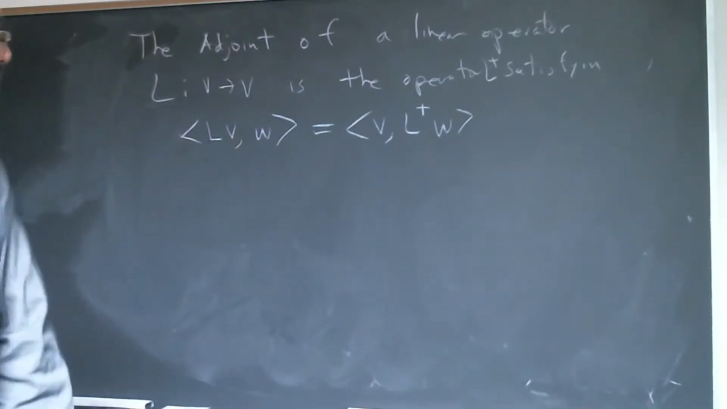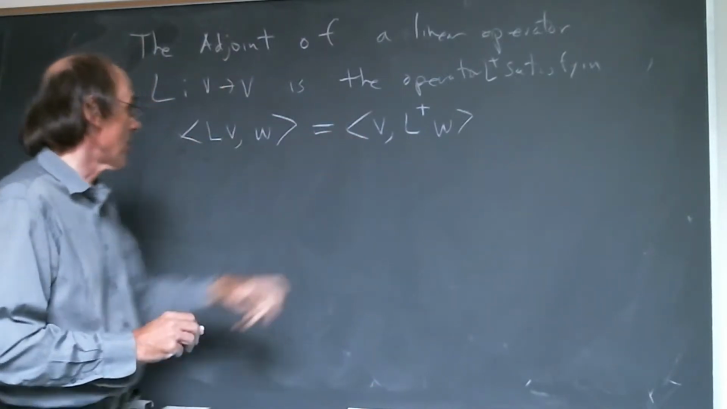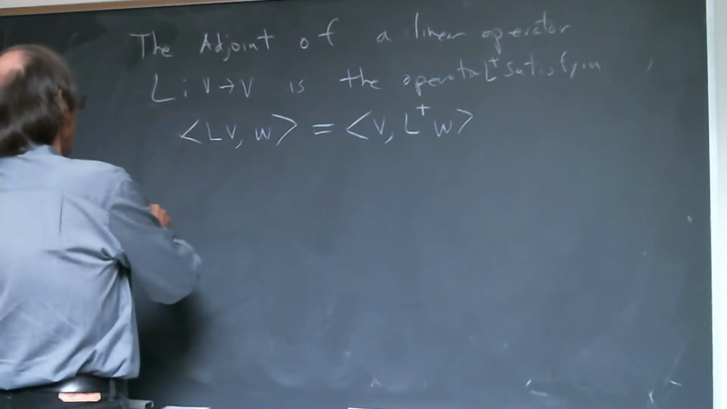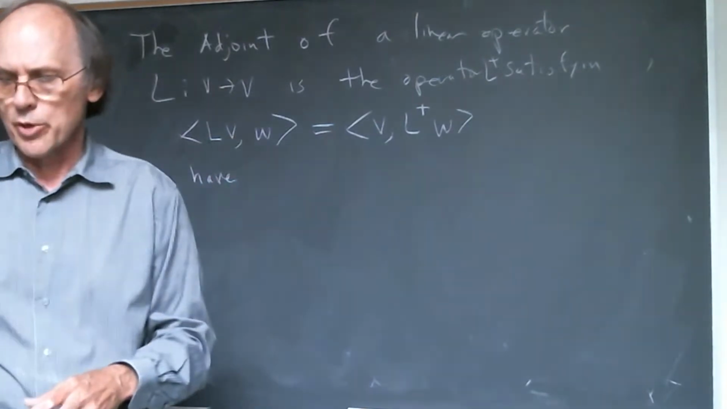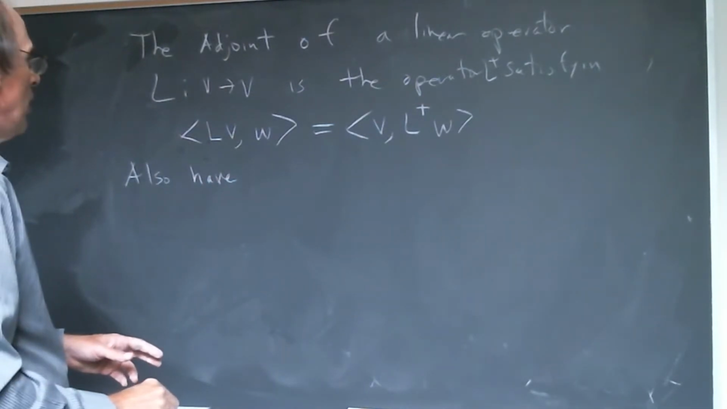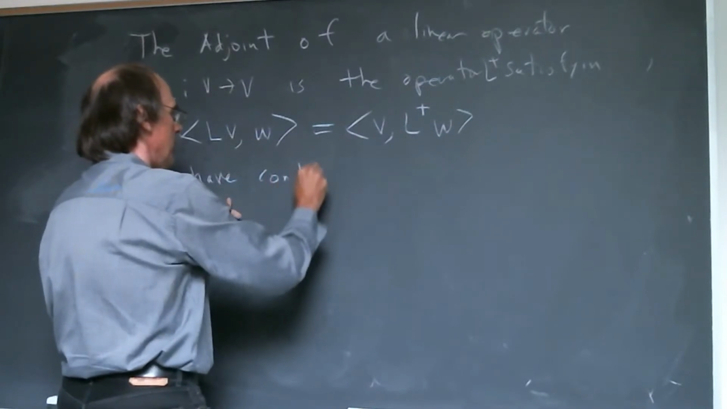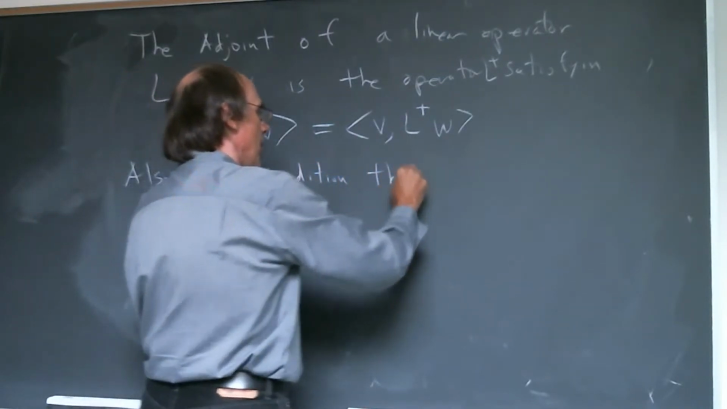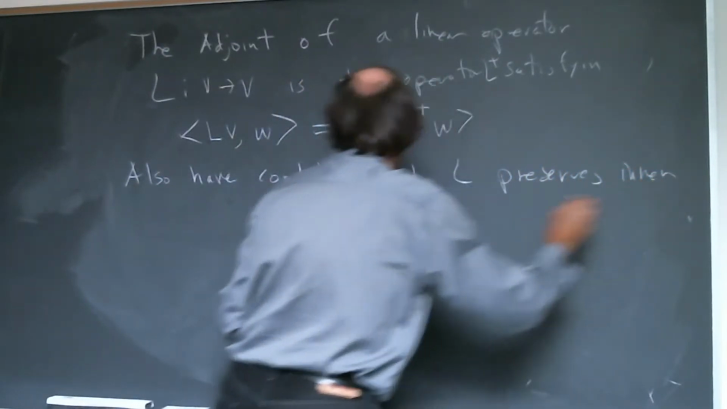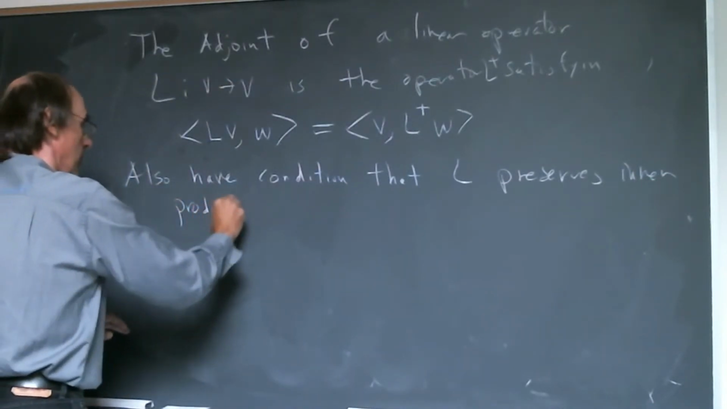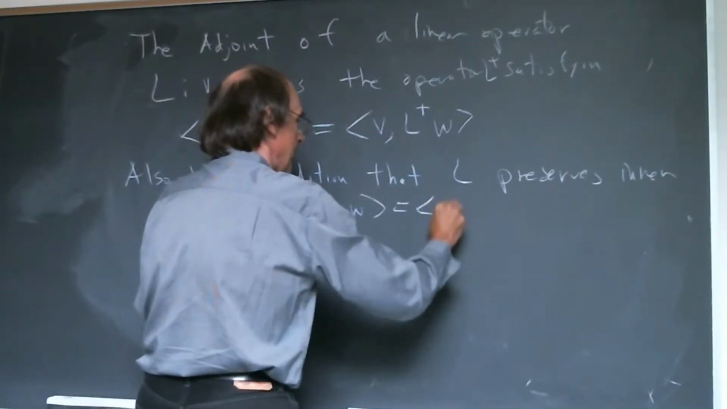Now, when you're given an inner product, you have this notion of adjoint. You also have another condition, let me first do it for the real case. Let me just say the condition first: that L preserves the inner product. So in other words, <LV, LW> is <V, W>.